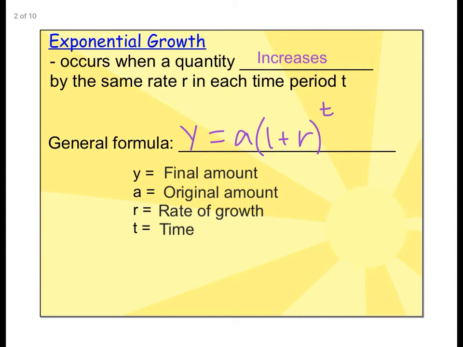So y is our final amount, a is the original amount, so that's what we start with, just like in our other formula. r is our rate of growth. That's given as a percentage usually, and then we change it to a decimal when we use it in the formula. And t is time.